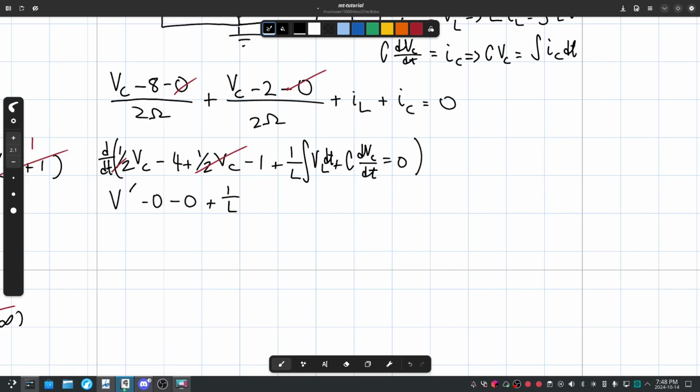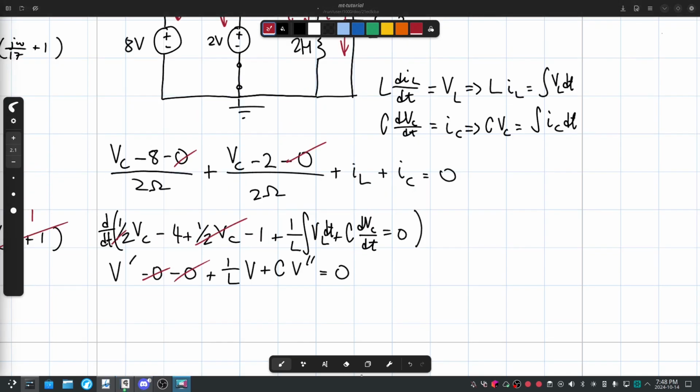plus 1 over L of v plus C of v double prime is equal to 0. Remember that the derivative of a constant is 0. I'm saying this because I made a mistake the first time I did this question. And so we have produced our second order formula.